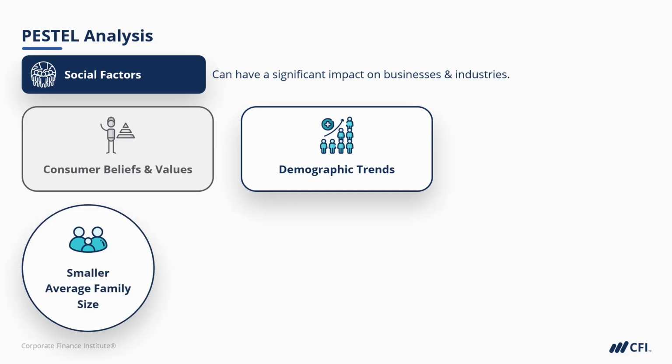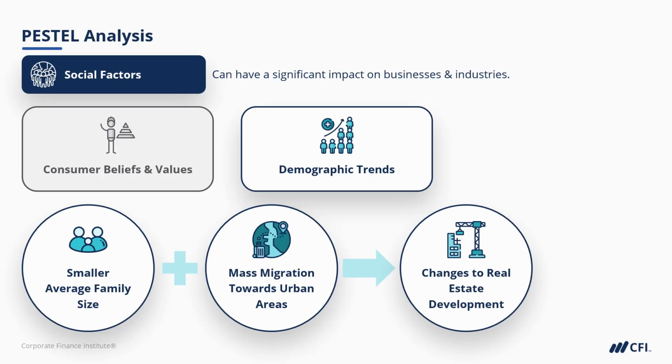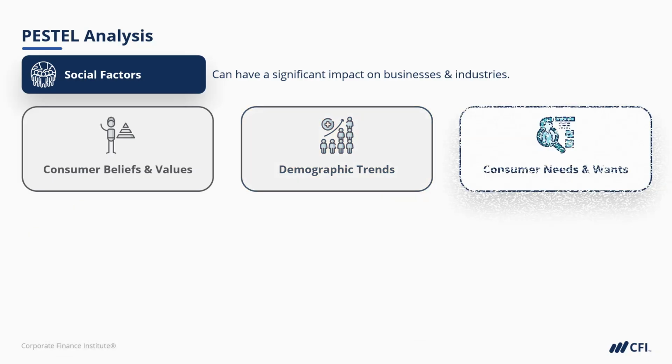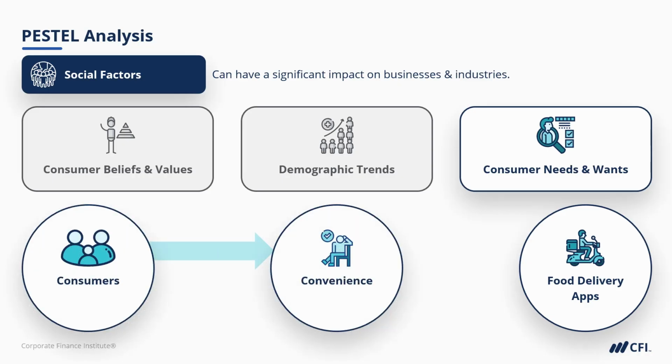Smaller average family sizes, coupled with massive migration towards urban centers, have resulted in big changes to the nature of real estate development in downtown cores, with mixed-use commercial and residential condo towers gaining enormous popularity. Consumer needs and desires for convenience and quality service are also big considerations. Think about the evolution of food delivery apps. Technology only tells part of the story here. In fact, consumers crave convenience, so platforms that permit convenient and seamless execution have opportunities to gain significant market share. Those that can't are likely to face serious headwinds.